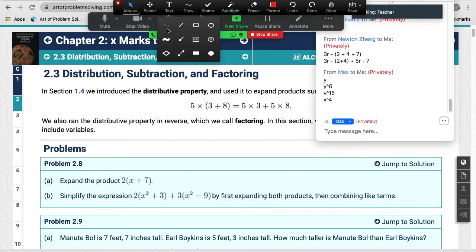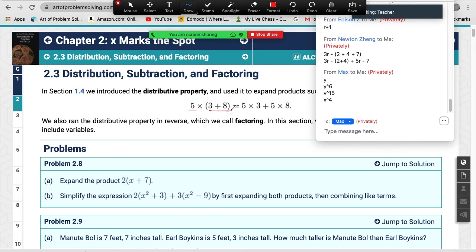Okay? Say if you have 5 times (3 plus 8), you can calculate this way. Definitely you can also calculate 5 times 11. You get 55, right? So you check, if you do it this way, you get 15 plus 40, then you also get 55. So that means it is correct. You can do it this way. This property is called the distributive property.